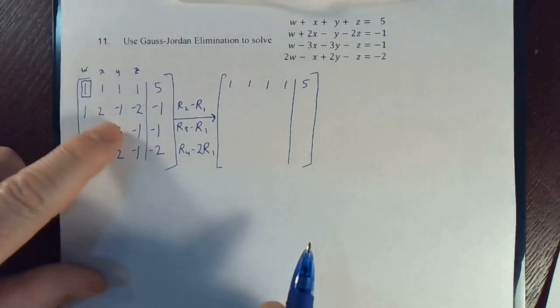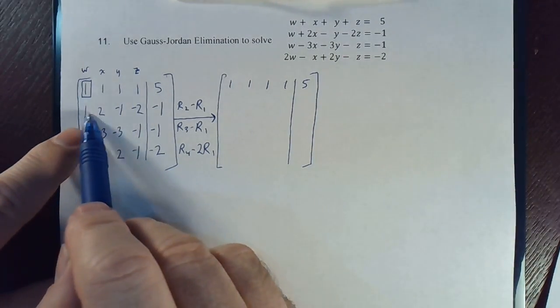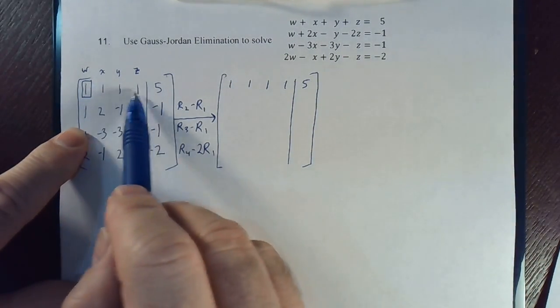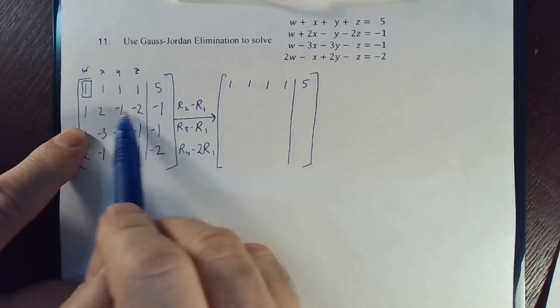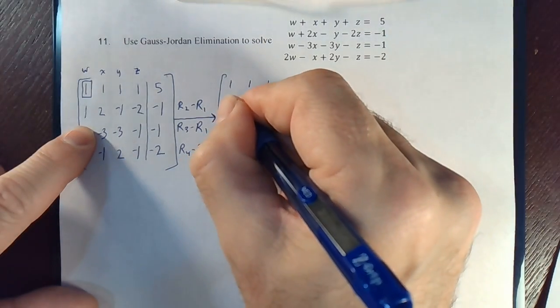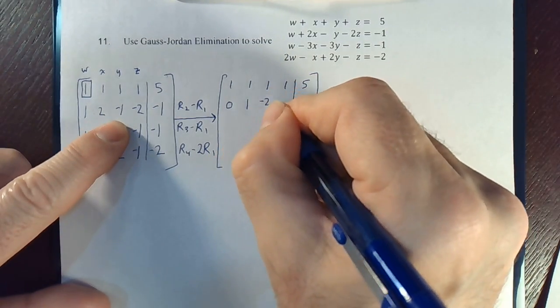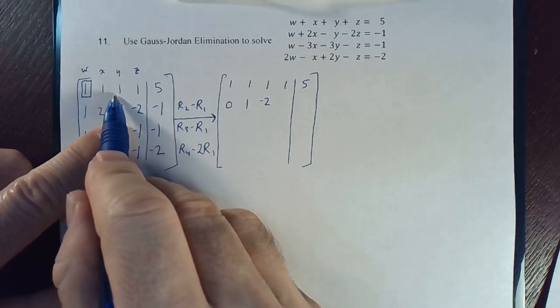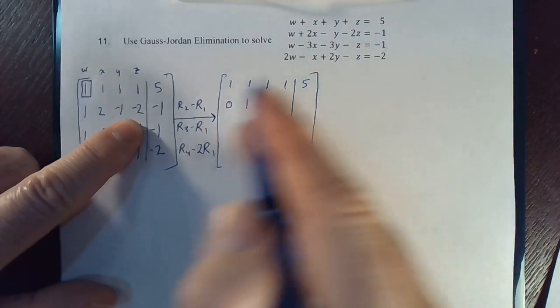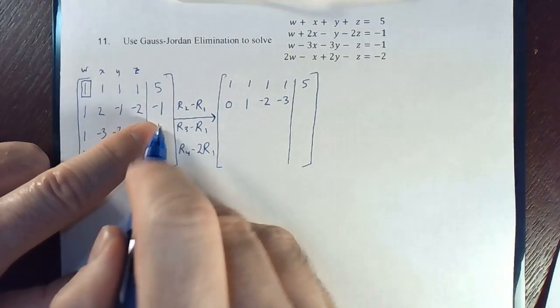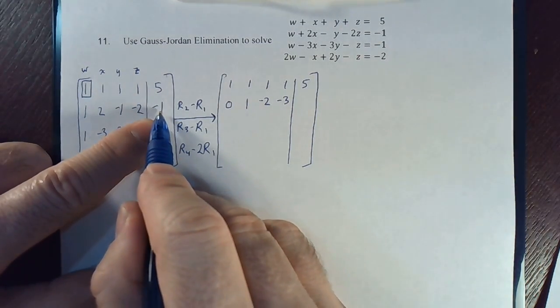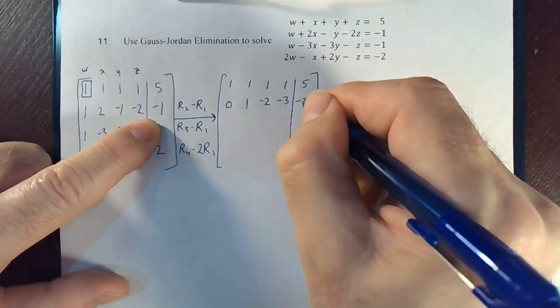Row 2. So it's pretty easy. We just need to subtract 1 from all of these four. So that would give us a 0. 2 minus 1 is 1. Negative 2, because it's negative 1 minus 1. And then negative 2 minus 1 gives us negative 3. And then finally on the right side here we get negative 1 minus 5, negative 6.